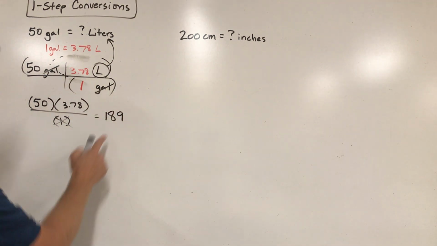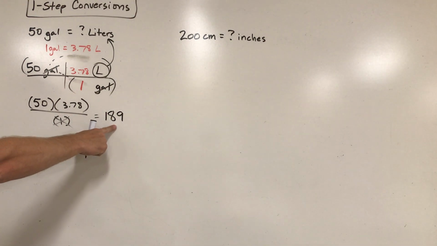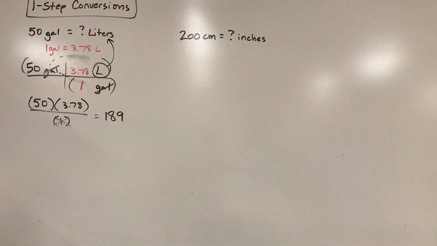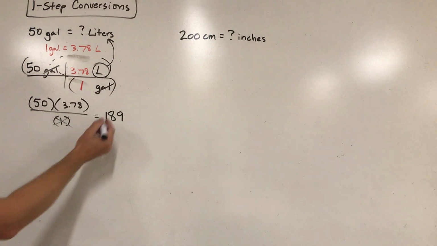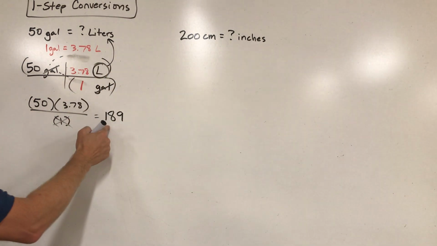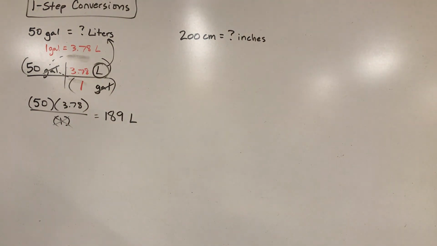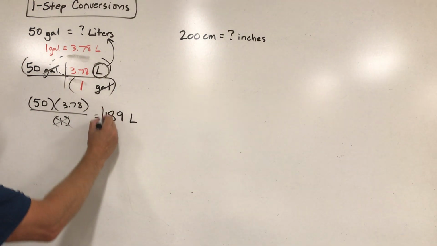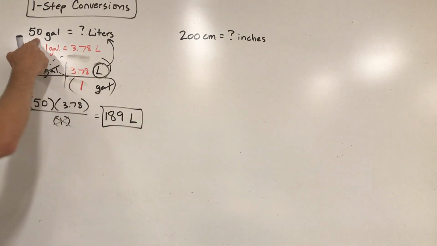Now the big question is, 189 what? We don't want to put numbers, we put what the numbers mean. There has to be a meaning here. And whatever I'm left with at the end of this calculation that hasn't canceled out, that's what this represents. This represents 189 liters. It means 189 liters would be equivalent to 50 gallons.